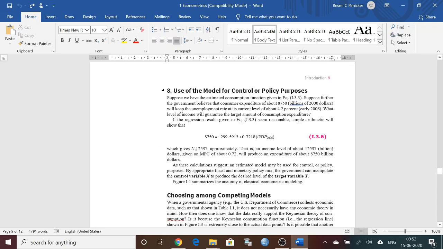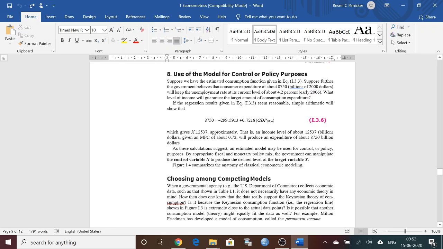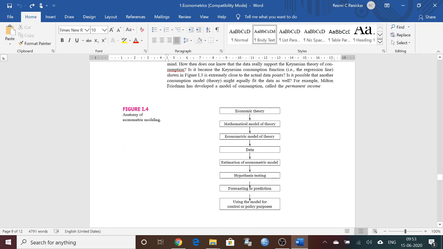After that, you can go for policy purposes. So based on this regression equation, you can do policy purposes. The government can do policy purposes, right? So these are the traditional steps involved in the methodology of econometrics, and you can see this and you can write this in your examination.